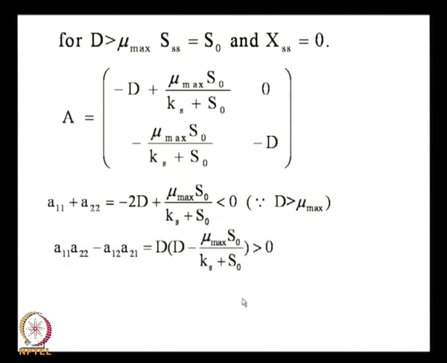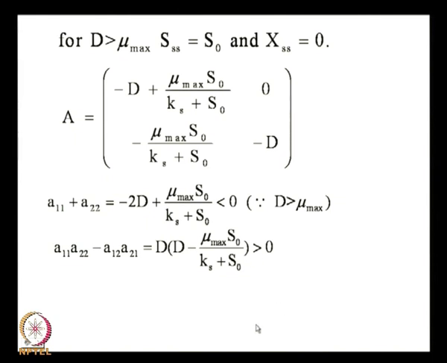So, this criteria is satisfied, and the second one is A11 times A22 minus this term, this is 0. So, the product of these two has to be greater than 0. Okay. So, this criteria again is satisfied because d is greater than mu max, therefore, it is greater than mu. So, this is positive, the product is positive.